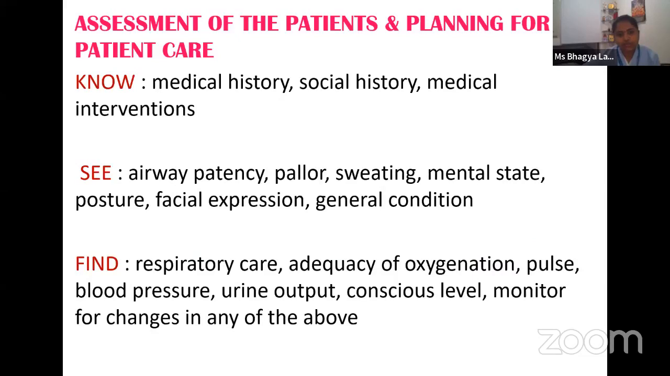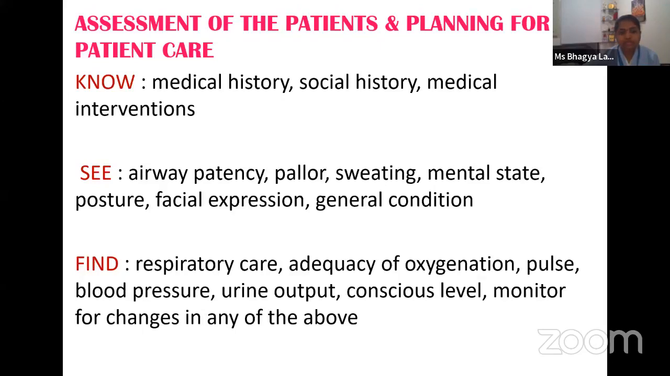So, assessment of patients and planning for patient care. The three primary things which we have to remember are know, see and find. You have to know the medical history of the patient, the complete medical history, what treatment is going on for the patient, and see for airway patency at one look. Airway patency, any pallor, any sweating, what is the mental state of the patient, what is the general condition of the patient.